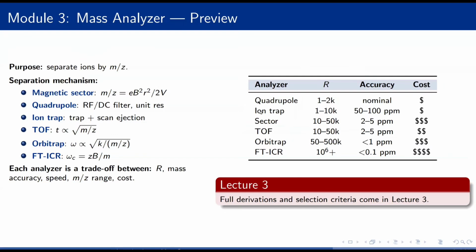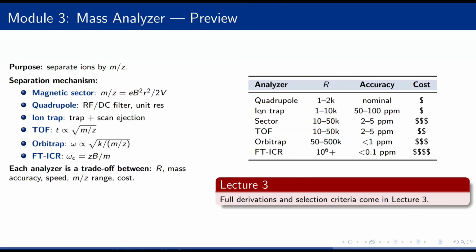Magnetic sectors deflect ions on circular arcs with a radius that depends on the mass-to-charge ratio. Quadrupoles act as RF/DC mass filters, letting only one mass-to-charge ratio through at a time. Ion traps do what they sound like. They trap ions in a small volume then eject them selectively. Time of flight gives ions equal kinetic energy and times their flight. Light ions go fast, heavy ones go slow.